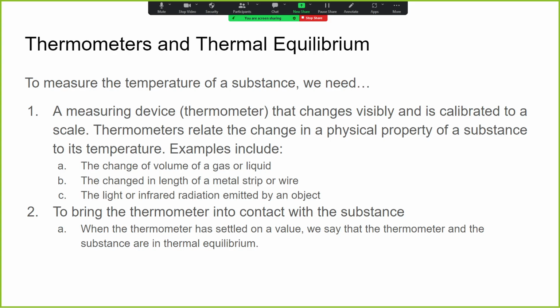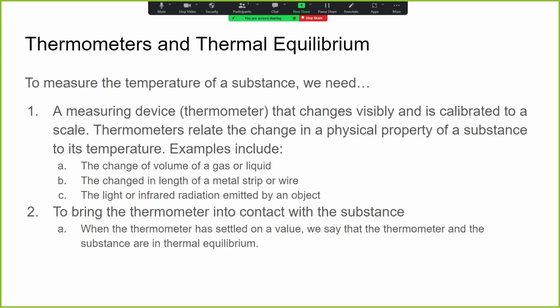Thermometers are going to relate the change in a physical property of a substance to its temperature. So what happens is the thermometer looks for some kind of change in volume of a gas or liquid, the change in the length of a metal strip or wire, or the light or infrared radiation that's actually emitted by an object.